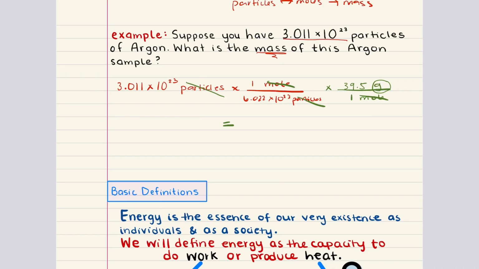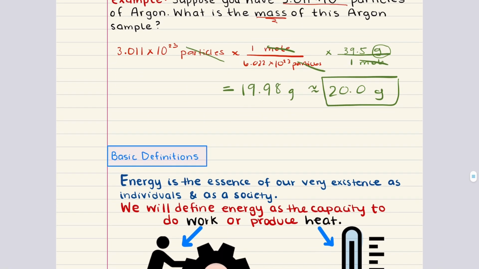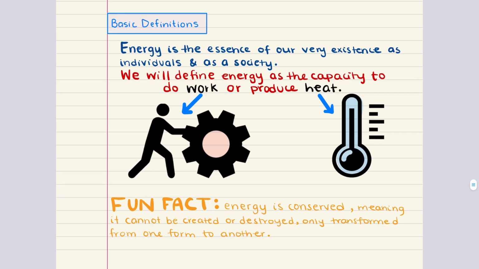Then we're going to plug this calculation into a calculator. We're going to get 19.98 grams, which I'm just going to round to 20.0 grams. So what is the mass of this argon sample? 20 grams. And with that, we've concluded objective 3. We can now move into our last and final objective.